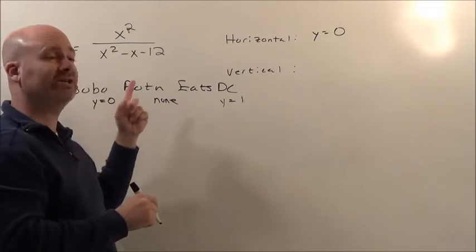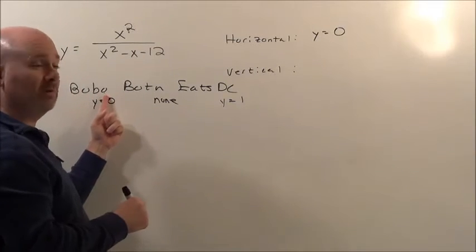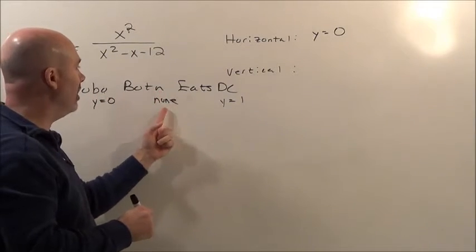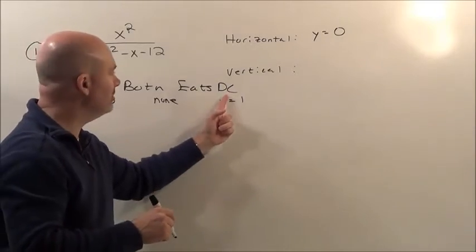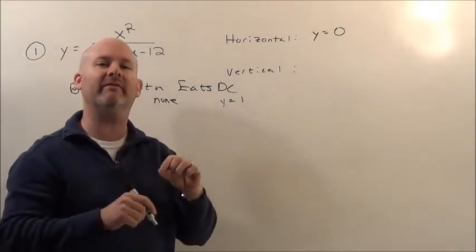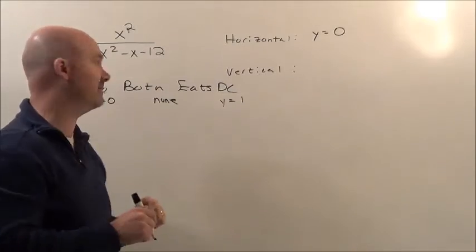So you have this situation where it's bigger on the bottom, it's y equals 0. If it's bigger on top, none. And if they happen to be the same, then you simply divide the numbers out in front to tell you that horizontal asymptote.